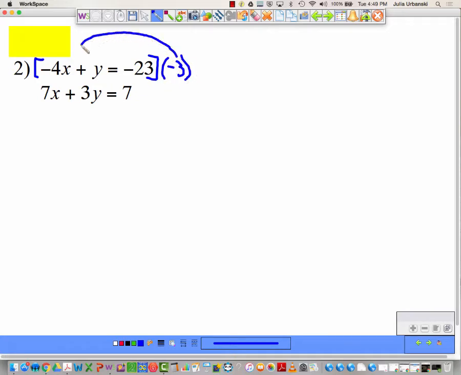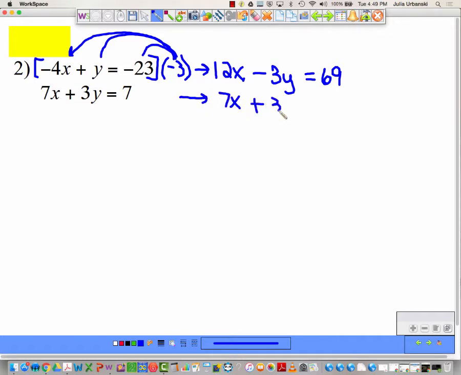You have negative 3 times the first. Negative 4 times negative 3 makes 12x. Then you have negative 3 times the middle. That makes negative 3y. And then you have negative 3 times 23. That makes positive 69. For the other one, you don't have to change it. It already has the 3y that we need. So it's going to be 7x plus 3y equals 7.